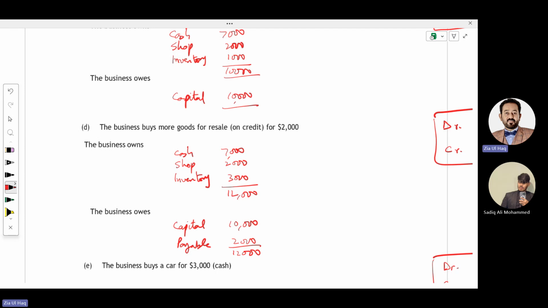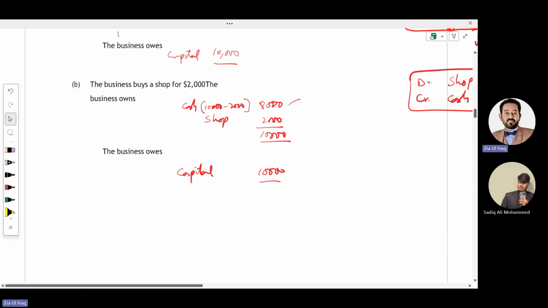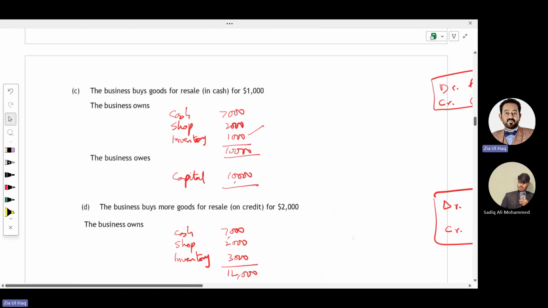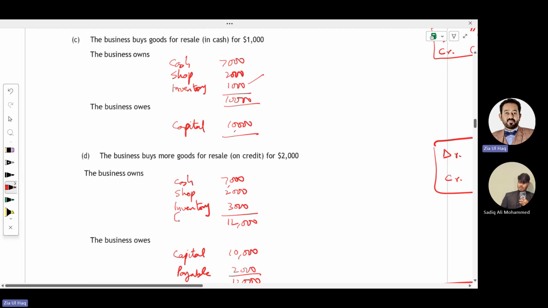If we bought goods on cash, we will deduct from cash. If on credit, there will be a liability. Liability means the business owes, to whom? The supplier. We will call it payable. Is that fine? So we are having cash 7,000, a shop of 2,000, and inventory of 3,000. How 3,000? 1,000 inventory we bought before, and 2,000 we bought now. So 1,000 plus 2,000.